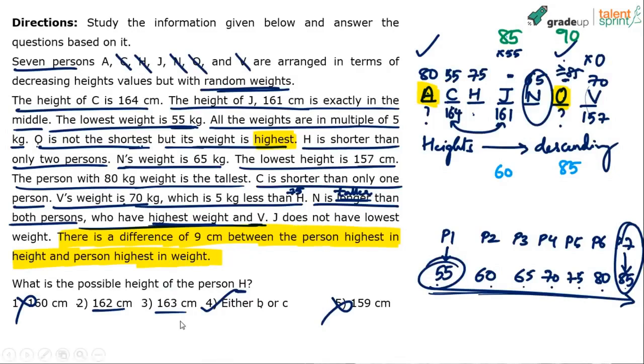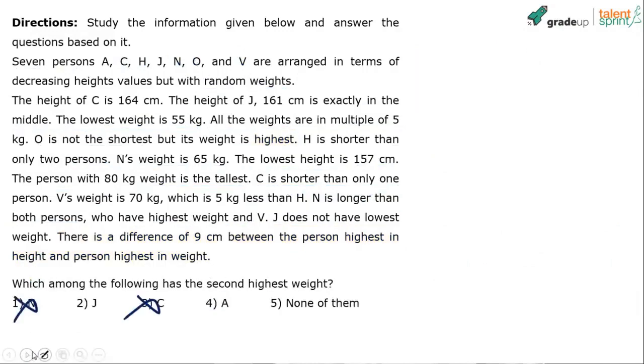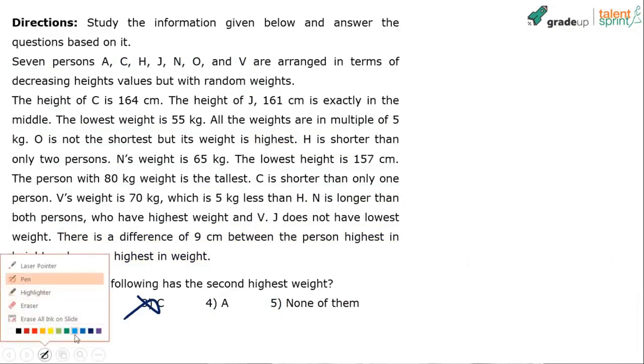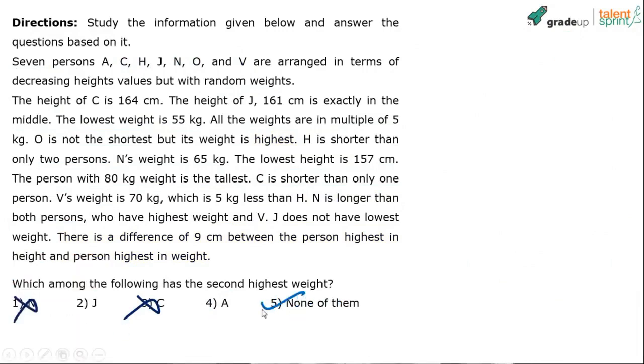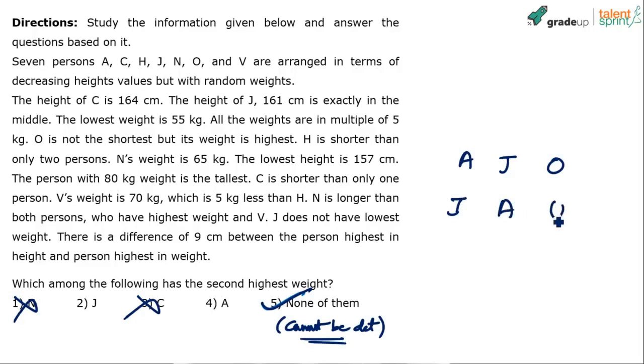It should be A or J, right? A or J. You getting it? A or J. So I would mark the answer as none of them, option 5, none of these. You understand the point? The answer cannot be determined. The confusion is between A, J, O, or it could be J, A, O.